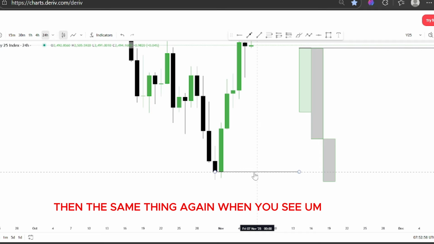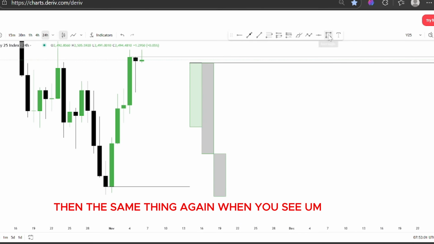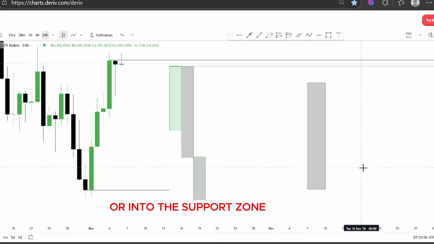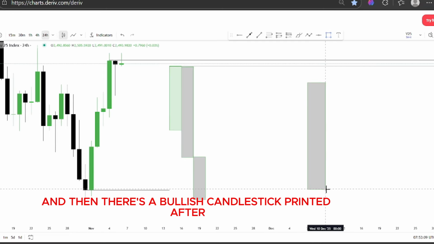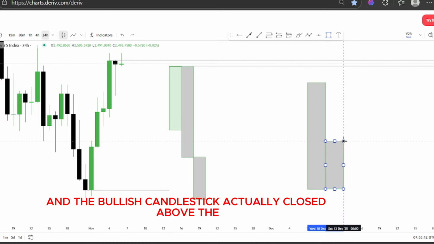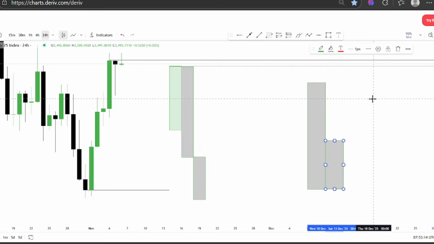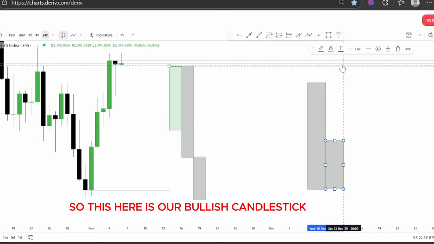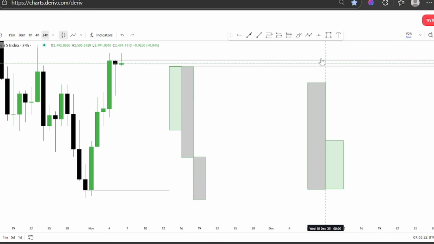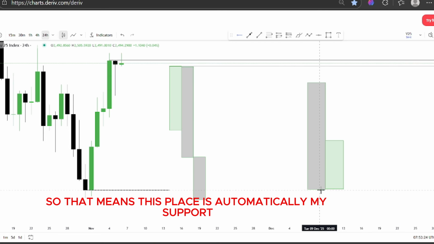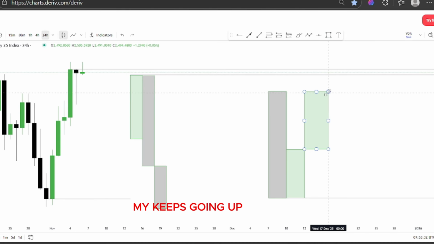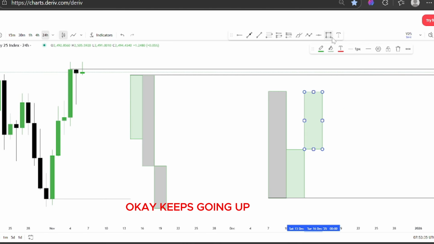Then the same thing again: when you see a bearish candlestick into the demand or into the support zone, and then there's a bullish candlestick printed after, and the bullish candlestick actually closed above the open, below and close above. All right, so here's our bullish candlestick. So that means this place is automatically my support. That's my key level. So the market keeps going up.